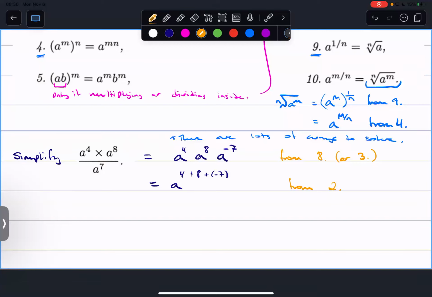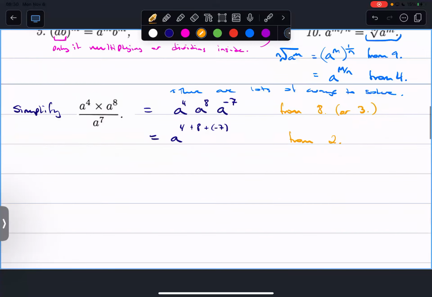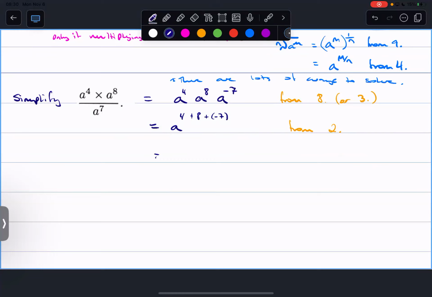What do we get? 4 plus 8. Pretty sure that's 12 minus 7, 5. Is that true? a to the power of 5. So that's better than this. So we did it. We simplified it.